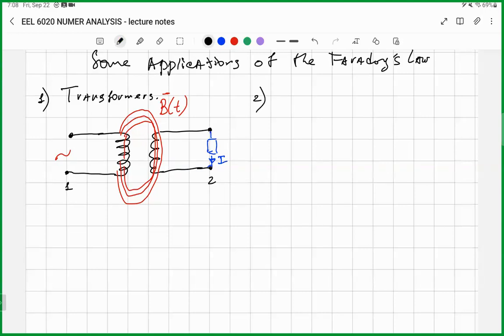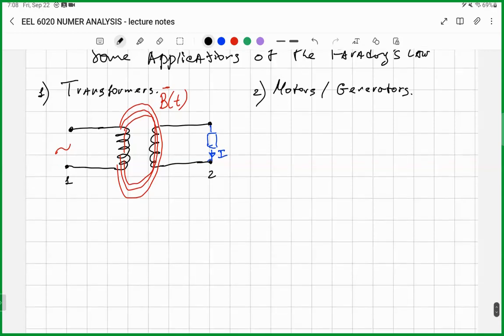Another application of Faraday's effect is motors and generators. Motors and generators typically have several coils, for example, three coils: one here, one somewhere here, the third one somewhere here. For example, three-phase electricity. The generators that generate three-phase electricity have three coils.